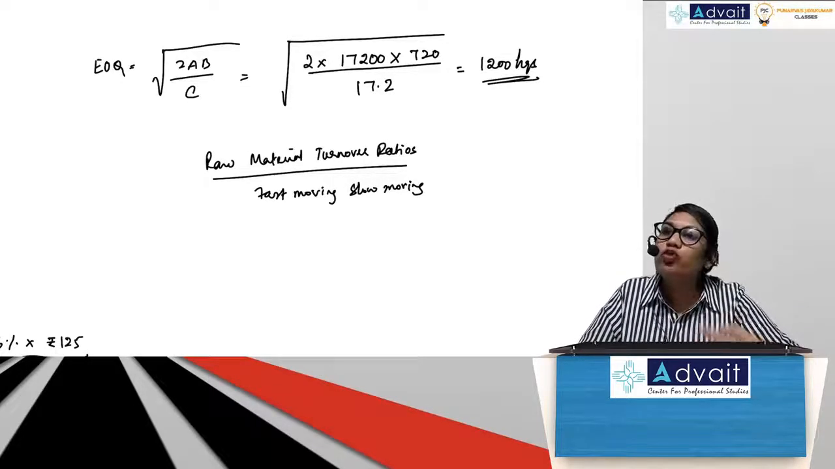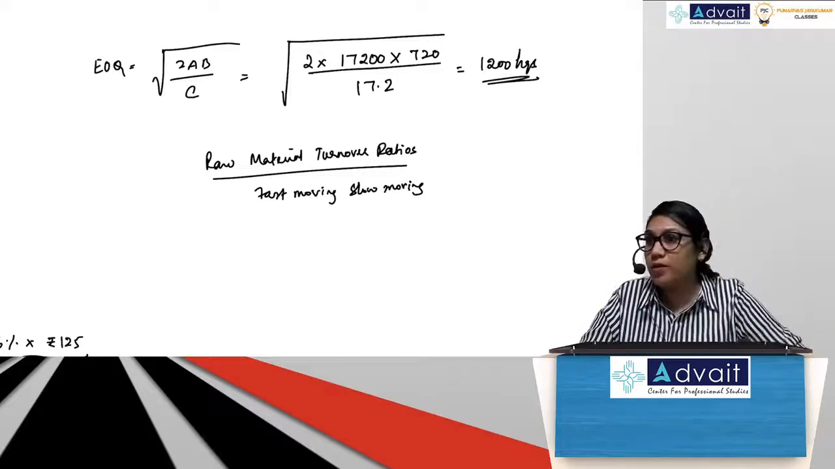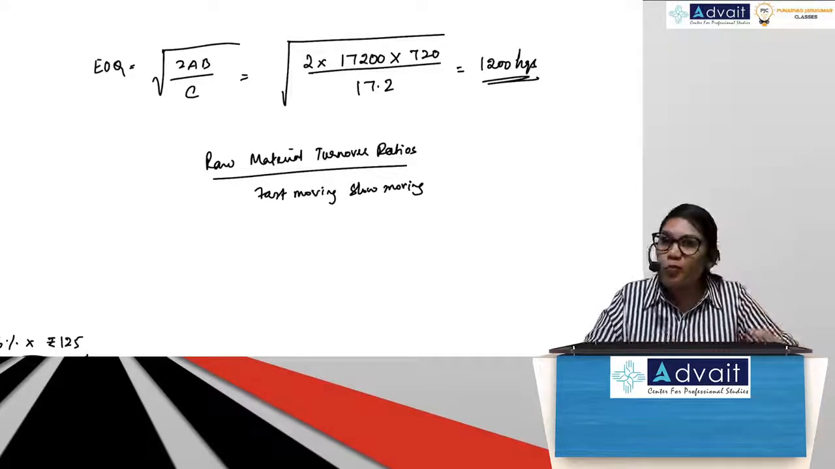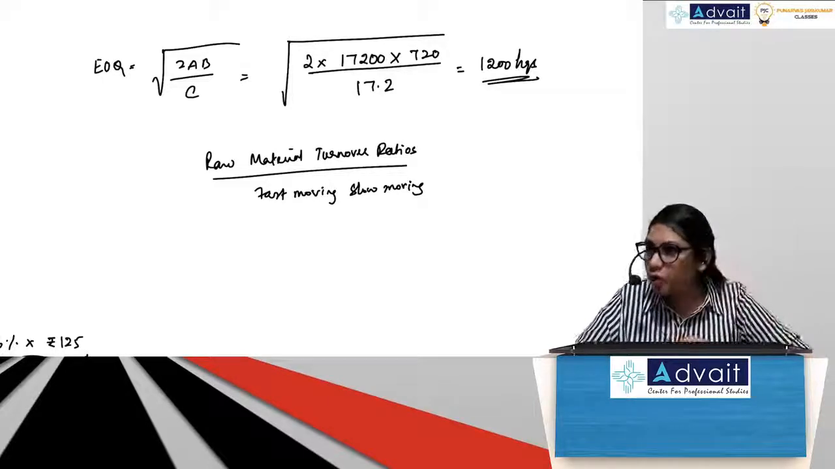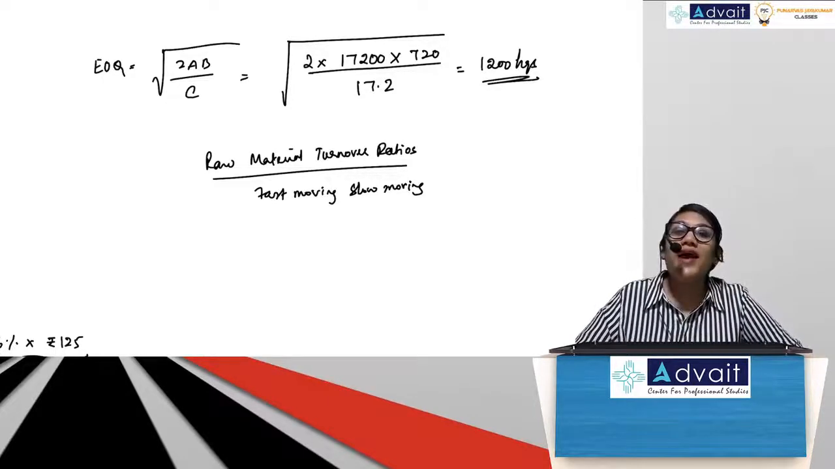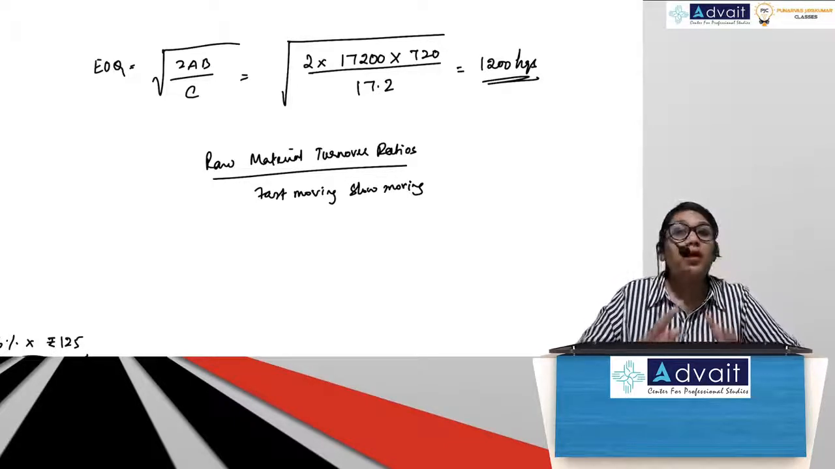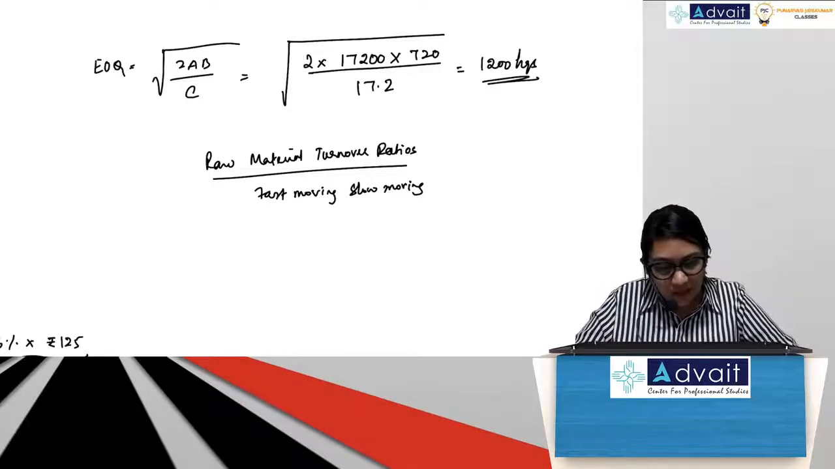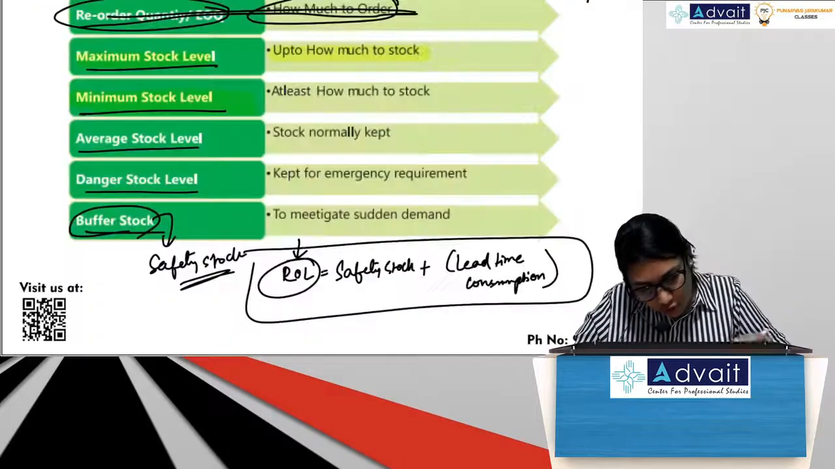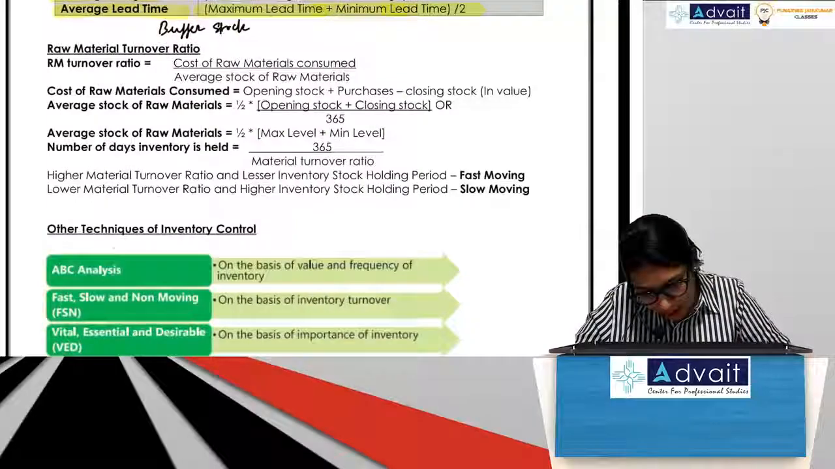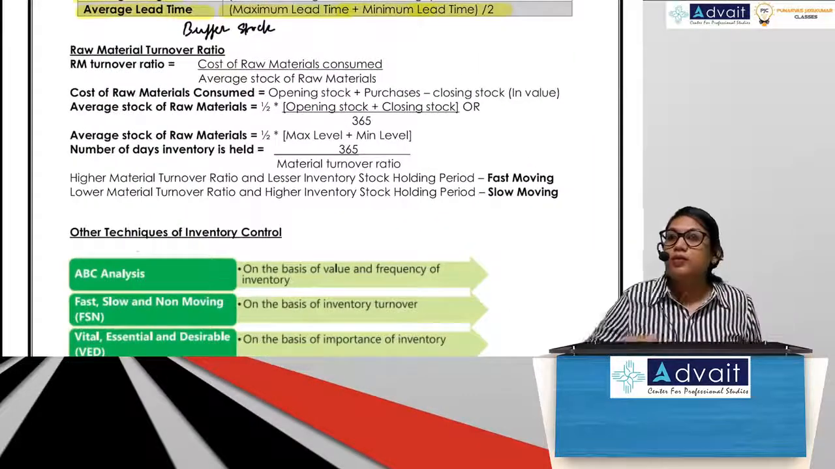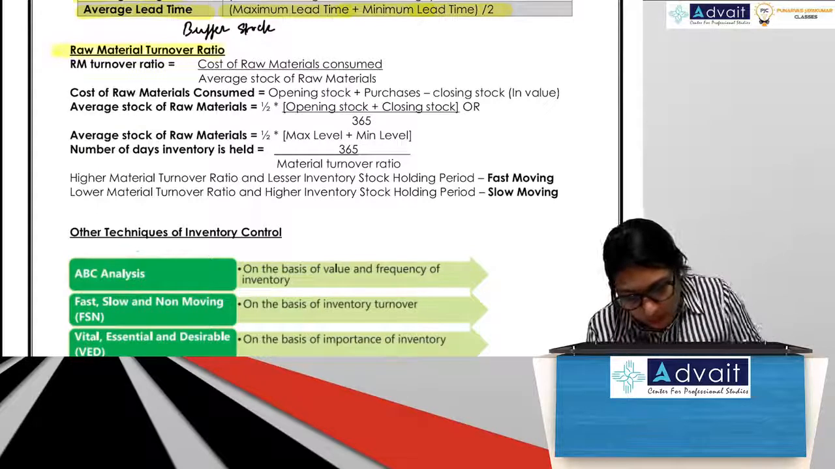So you'll have to take adequate measures for slow moving materials. But if a material is fast moving, no problem. It comes to the warehouse, it is sent in for production. So by calculating your raw material turnover ratio, you can determine if your material is fast moving or slow moving. So how do you calculate this raw material turnover ratio? Let's go to the concept part, which is page number 13. See here, raw material turnover ratio.